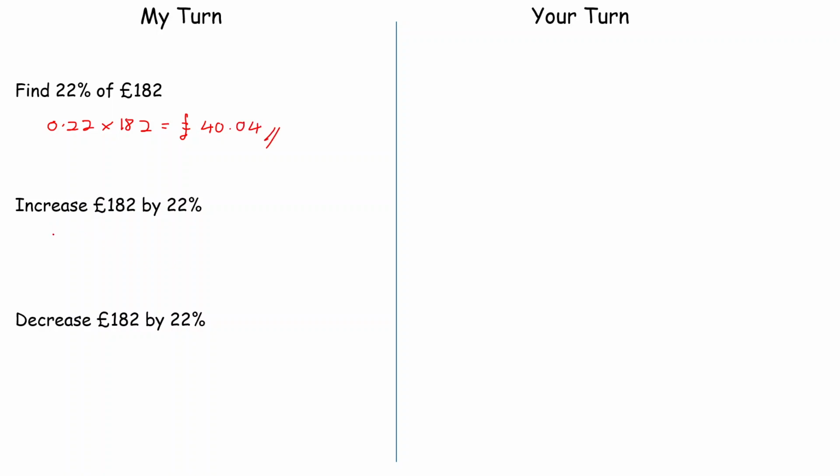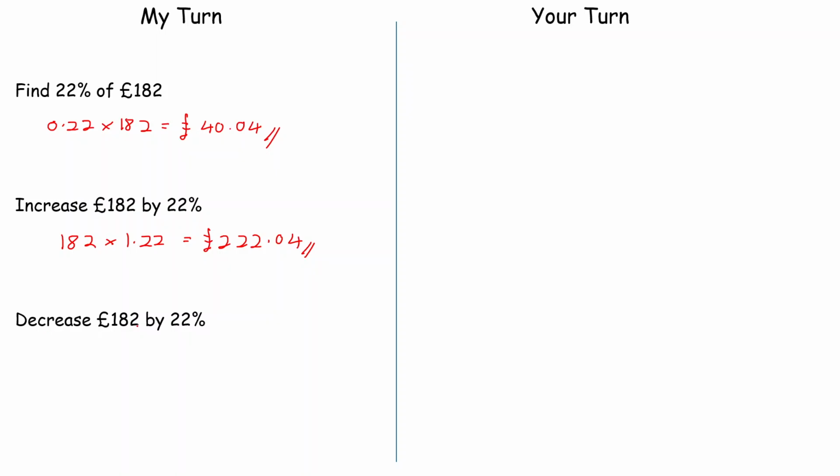The second one, right, if I'm increasing £182 by 22%, well, this time, I've got my amount, 182, but I'm increasing, so I'm timesing through by 1 plus my percentage as a decimal, which is going to be 0.22, so 1.22. So I'm just using what we've learnt on the previous slides and putting it into practice. So put this into my calculator. So 182 times 1.22 is equal to 222.04. Okay, and that is my answer.